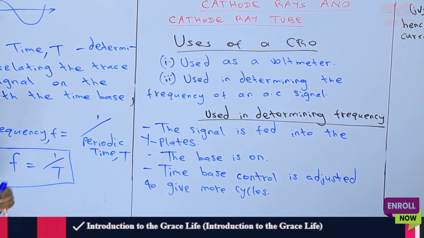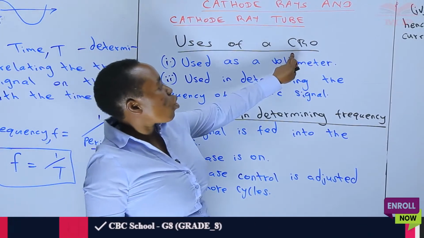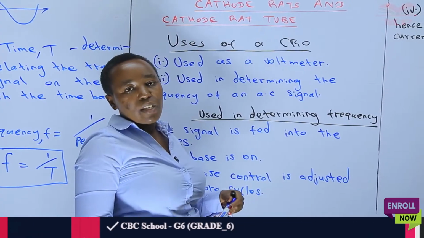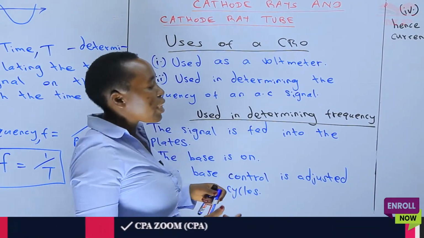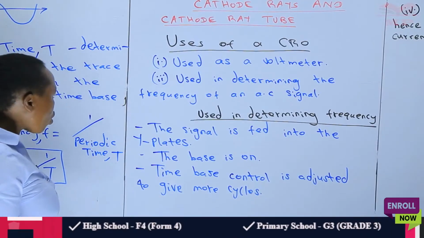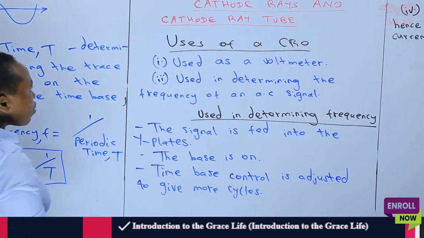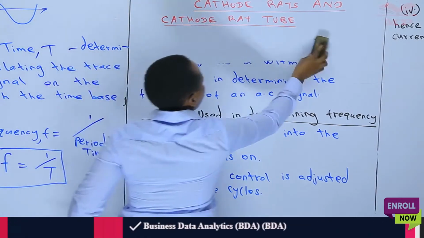So we want now to compare a cathode ray oscilloscope to a TV tube. We want to look at the differences between a cathode ray oscilloscope and the TV tube. So we look at those differences.